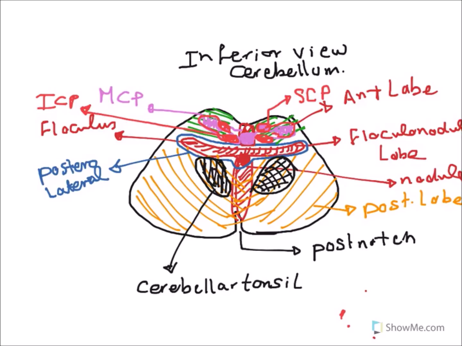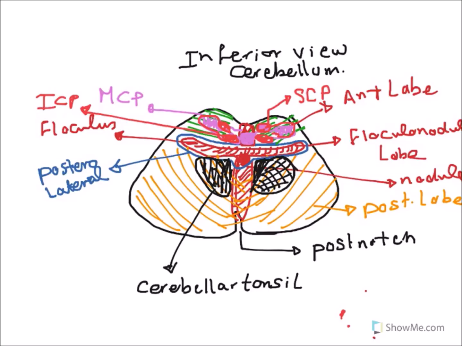In case of increased intracranial pressure, these tonsils are herniated through the foramen magnum around the medulla and put pressure on the vital centers in the medulla oblongata near the opening of the foramen magnum. This condition occurs in cases of increased intracranial pressure. And that's all about the inferior view of the cerebellum.